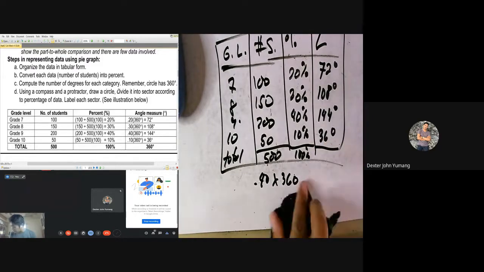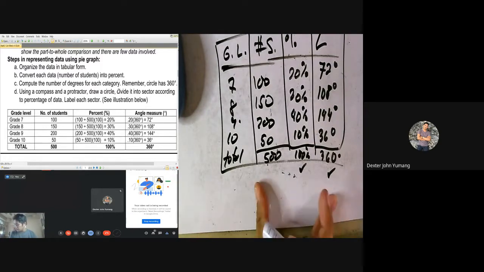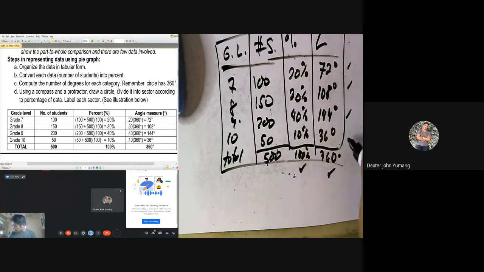Okay, now to double check your answer, if we add them all, the total degree is 360. We have 72 plus 108 plus 144 plus 36. The answer is 360 degrees. So if that is correct, that is correct. So let's proceed now to our letter B. We are going to proceed now with using the compass or the protractor. With this data, we will use 72 degrees, 108 degrees, 144 degrees, and 36 degrees in constructing our graph.